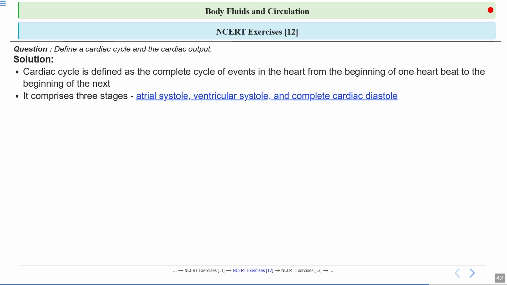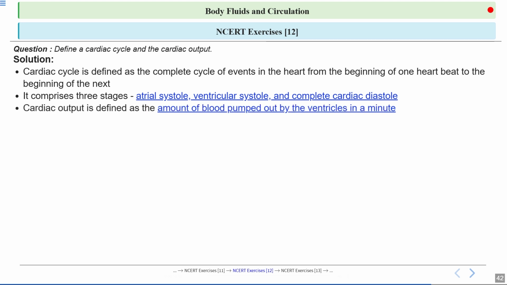Now this cardiac cycle includes three main phases: atrial systole, ventricular systole, and complete cardiac diastole. Okay, let's talk about cardiac output now. So cardiac output is the amount of blood pumped out by the ventricles in a minute.